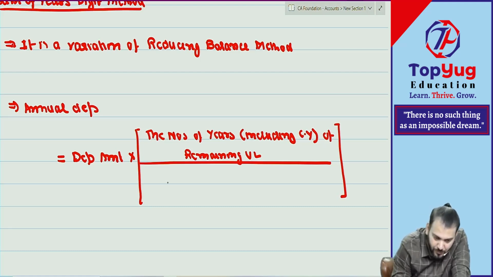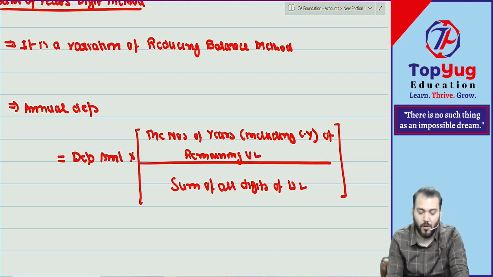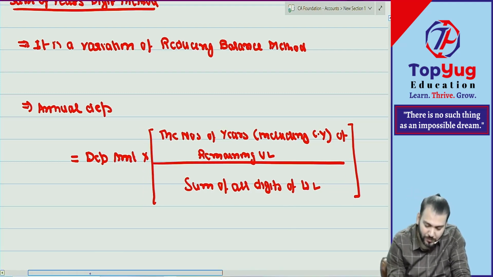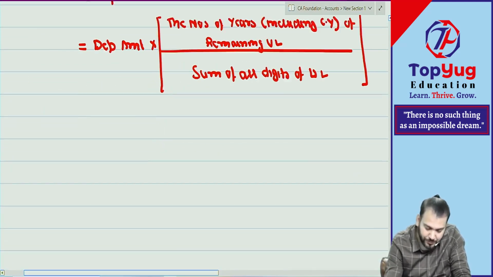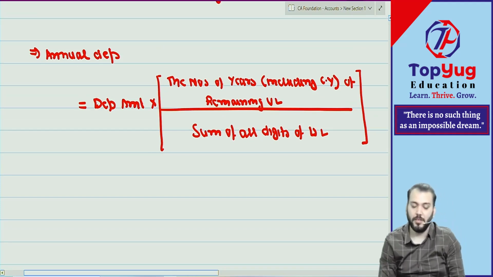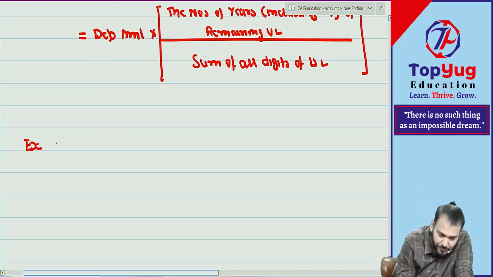divided by sum of all digits of useful life. Sum of all digits of useful life. Have you understood the formula? Let me explain what this formula is with one example. Very simple, it is not complicated.